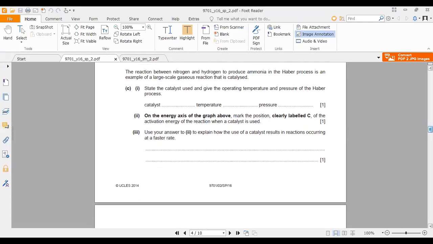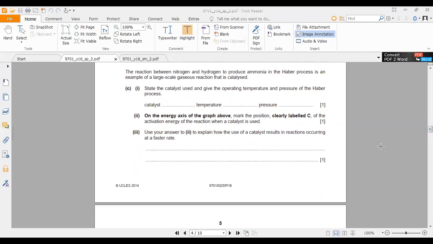The reaction between nitrogen and hydrogen to produce ammonia in the Haber process is an example of a large scale gaseous reaction that is catalyzed. So what is the catalyst? You know, iron is the catalyst. What is the temperature? 450 degrees Celsius, and 200 atmospheric pressure. So you know it, right?